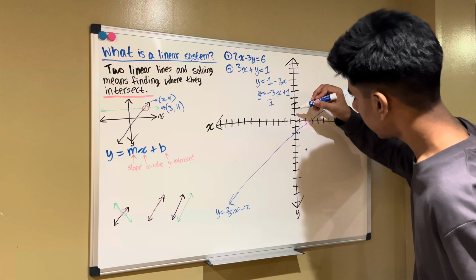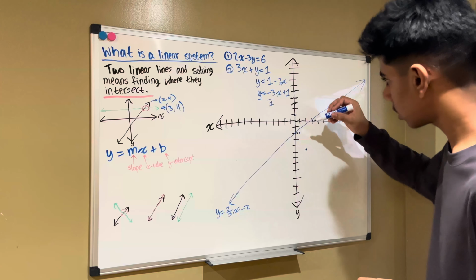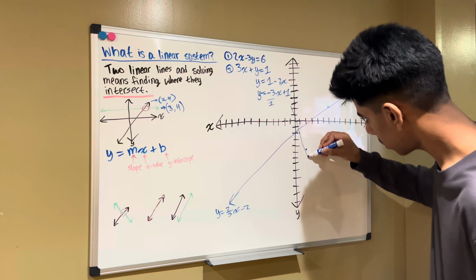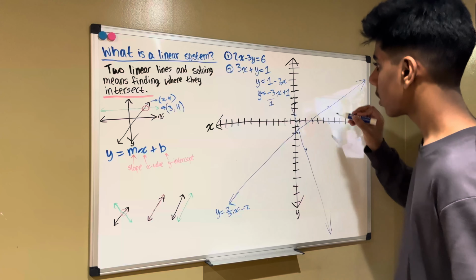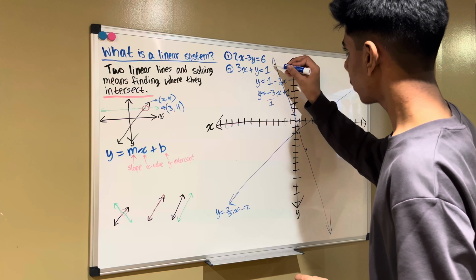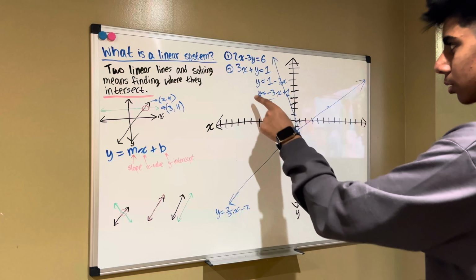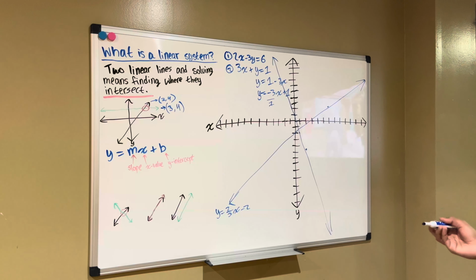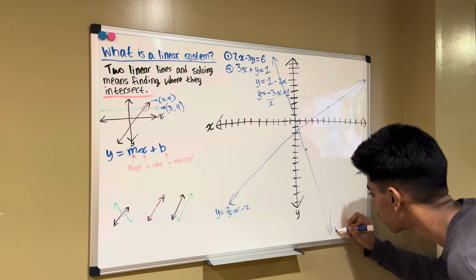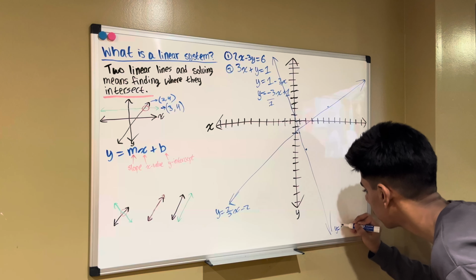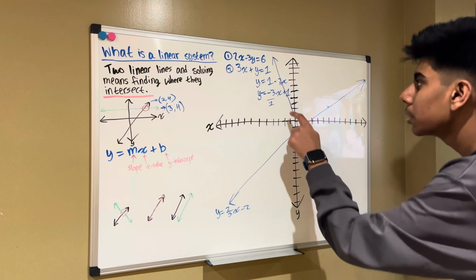And then let's just do this. Boom. Okay. Don't worry about this. And then obviously label your equation. This is y equals -3x plus 1.